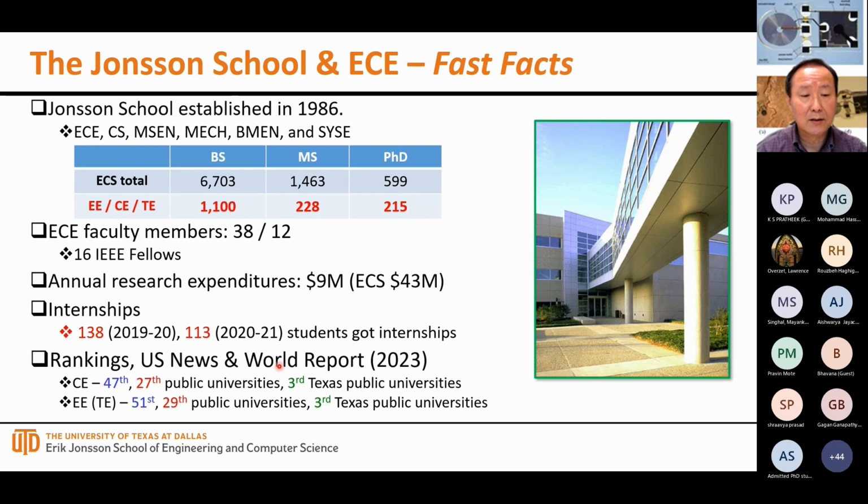In terms of ranking, the U.S. News and World Report in 2023 just announced a couple months ago, our computer engineering program is 47th in the nation, 27th in public universities in the nation, and 3rd in Texas public universities after UT Austin and Texas A&M. Electrical engineering and telecommunication engineering, we are ranked 51st in the nation, and 29th in public universities, and once again, 3rd in Texas public universities.